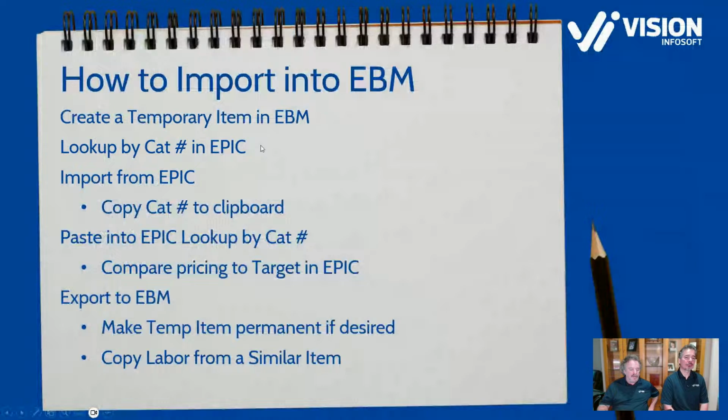So again, the whole idea is if you're going to bring an item in from Epic that you've found on the internet, create a temporary item. You can look it up by catalog number. That's what we did in the first example with the Intermatic time clock, where we had a catalog number already provided. If you don't have a catalog number, use your browser to find the catalog number, and then you can look it up in Epic and bring it into your database as a temporary item.